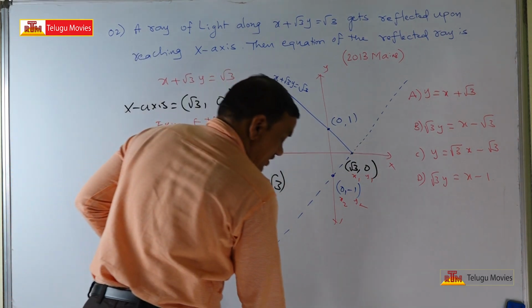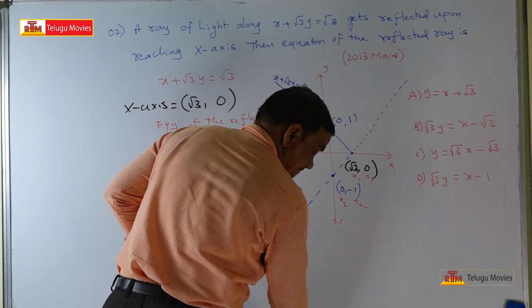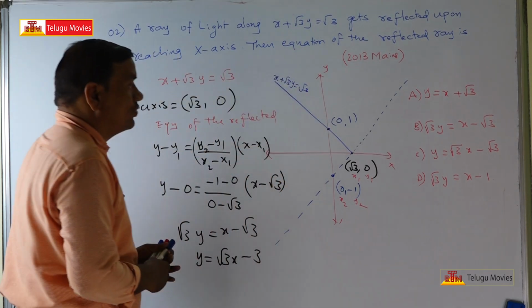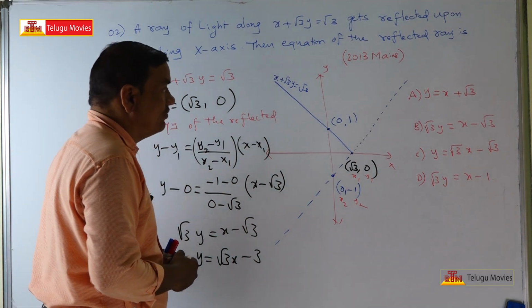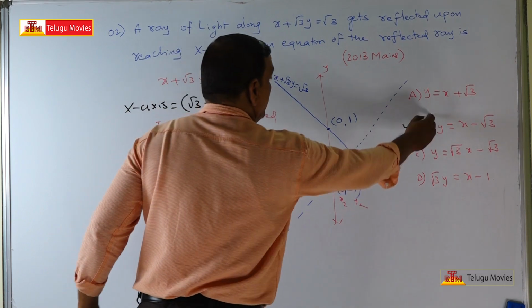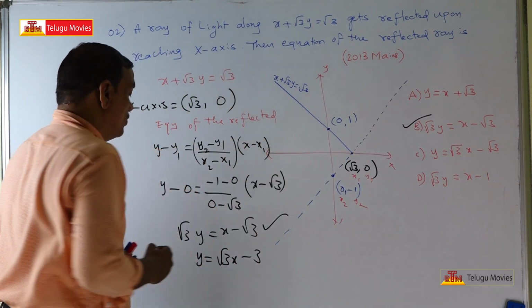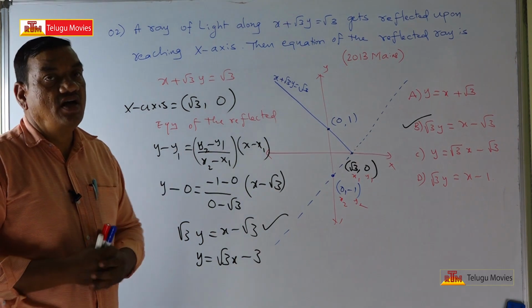So your answer will be this option: root 3y is equal to x minus root 3. Option B clearly has root 3y is equal to x minus root 3. So option B is the right answer.